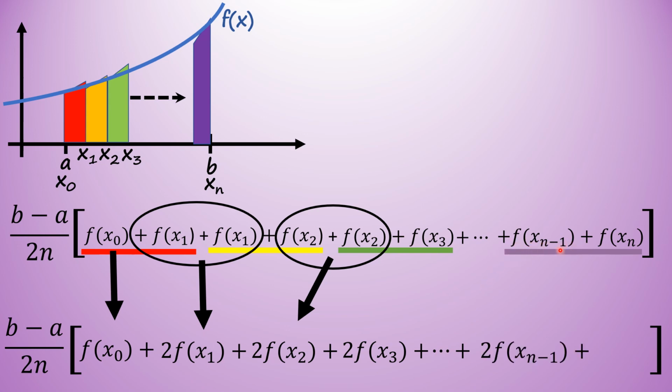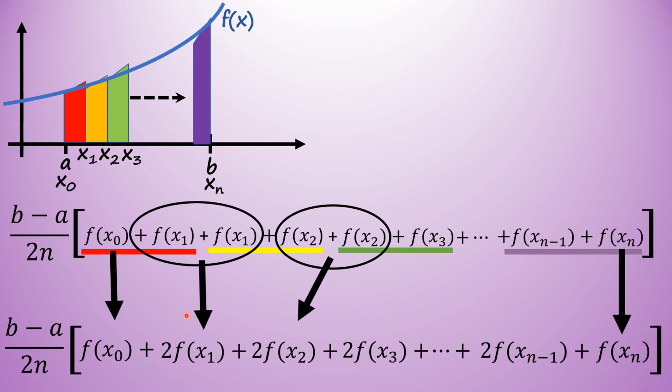Even the next to the last trapezoid, this is the beginning of the purple trapezoid in this diagram. This side would be shared with the end of the trapezoid that comes before it. So this would have a coefficient of 2 as well. And then the end of the purple trapezoid, that doesn't have a coefficient. That's just f of x sub n without a 2 in front of it.